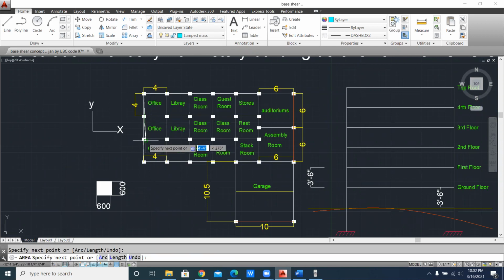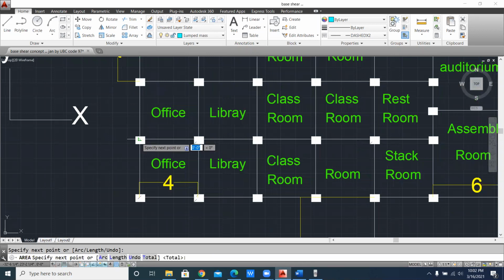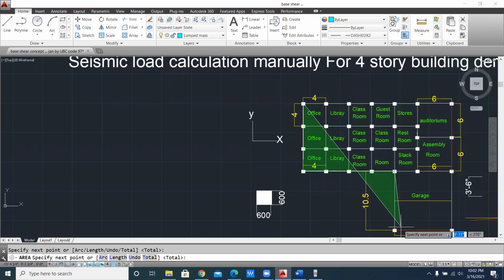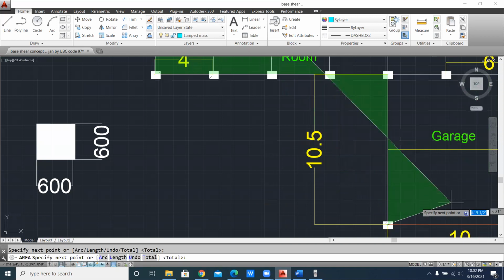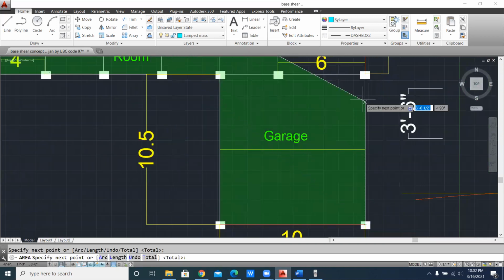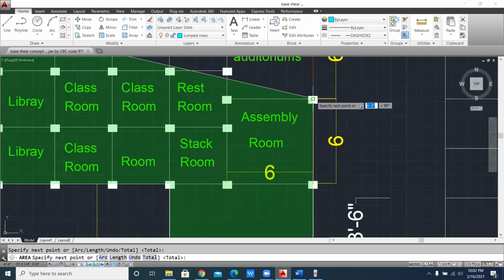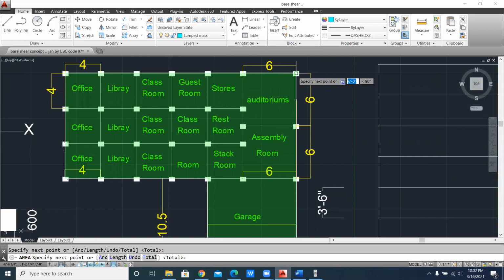Click on the other. This one, in the middle. Okay, you have to click here. This one.